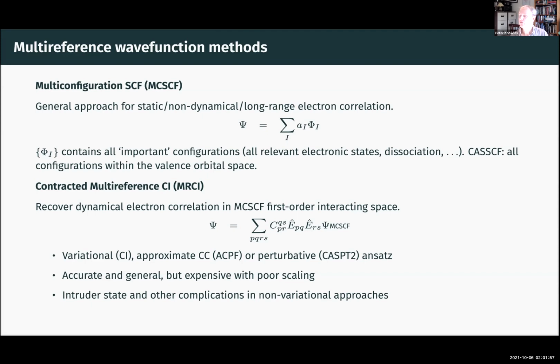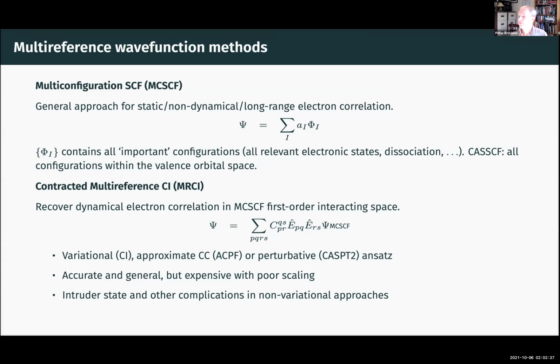Well, in the multi-configurational approach, we choose as our first wave function, our zeroth order wave function, which is already a linear combination of Slater determinants. And the idea is that those Slater determinants contain everything that's somehow important, maybe covering all of the relevant electronic states, covering dissociation products, and so on and so on. And we all know that the way to do that successfully is to, instead of defining a set of configurations, define a set of orbitals, and then choose all configurations within that orbital space. Or you can do some of the things that Laura spoke about yesterday to truncate that space.